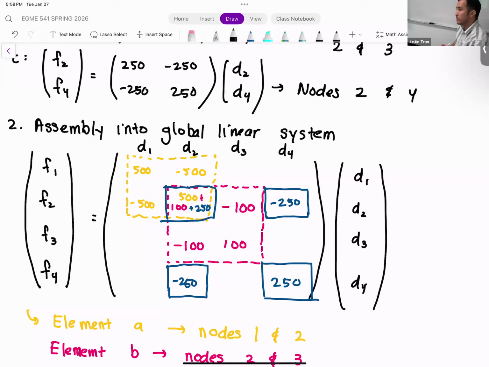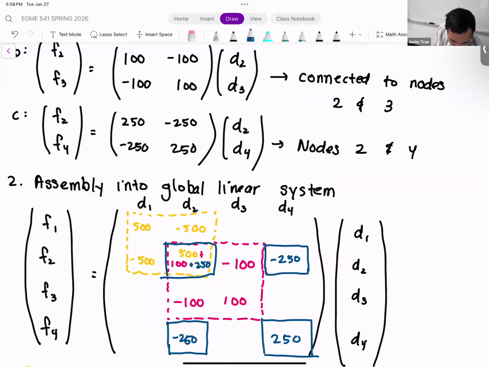Yes, question? Yeah, so the 250 comes from our element stiffness matrix for element C, which is what we computed earlier. So each element stiffness matrix reflects a spring constant for that particular element. So since element C has a spring constant of 250, that's what we insert when we go insert elements. Make sense?